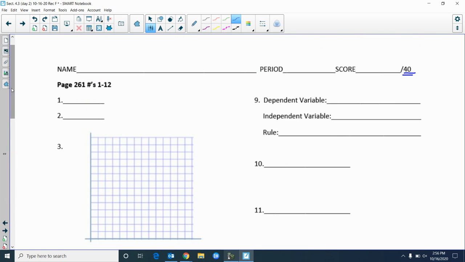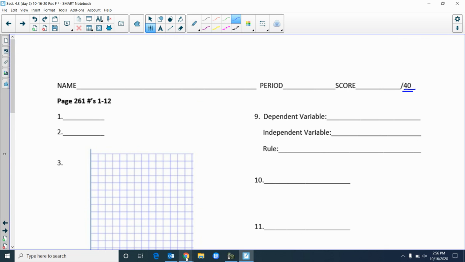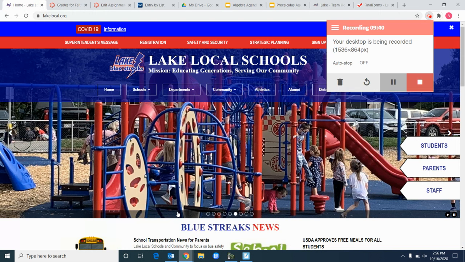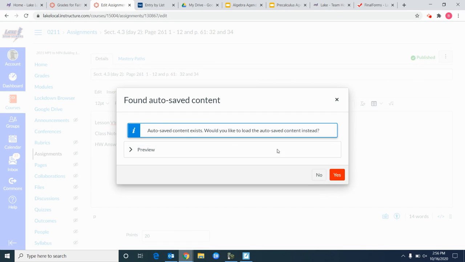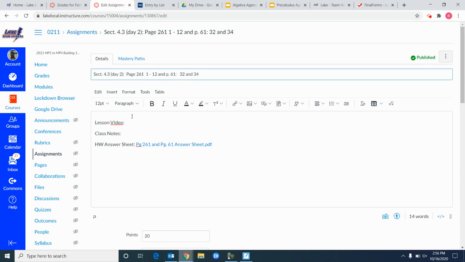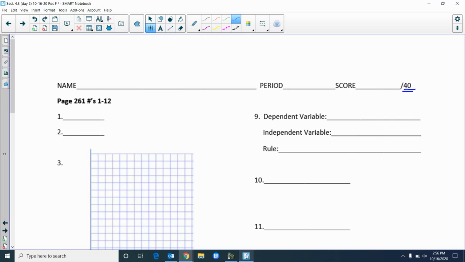Now, to get that, it'll be listed under the modules. I don't have it on there yet. Okay, but it'll say homework answer sheet. It'll be right there. And if you click on that, it'll pop up. You can print it. Now, if you want to, you can write it out, but this is a little bit easier if you print the answer sheet that I'm leaving for you to copy.